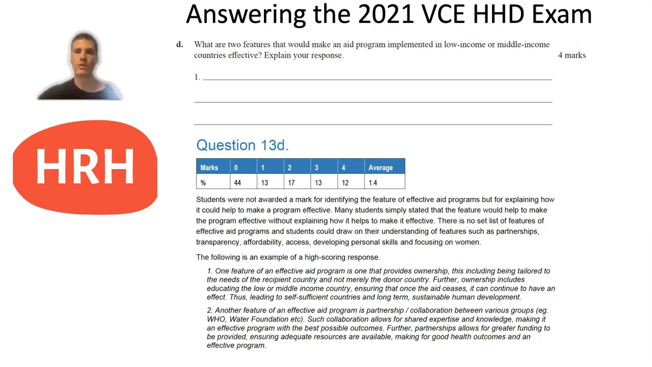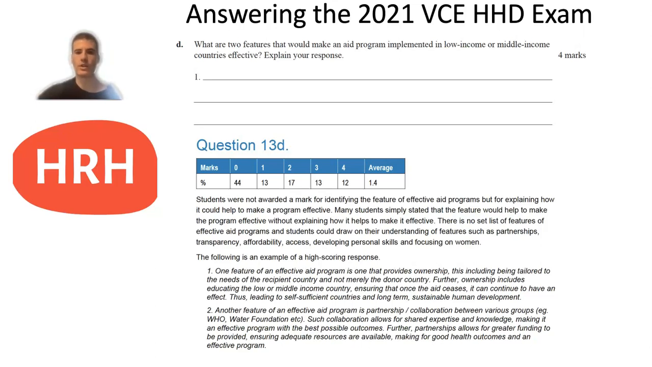So this is related to the features of effective aid programs. So things like ownership, transparency and accountability, a focus on women, education. And so for each of the 2 features that you chose, you had to explain why it links to effective aid programs. And that's probably the most difficult part of this question. You can see only 12% of students achieved full marks. They gave an example of a high scoring response down there.